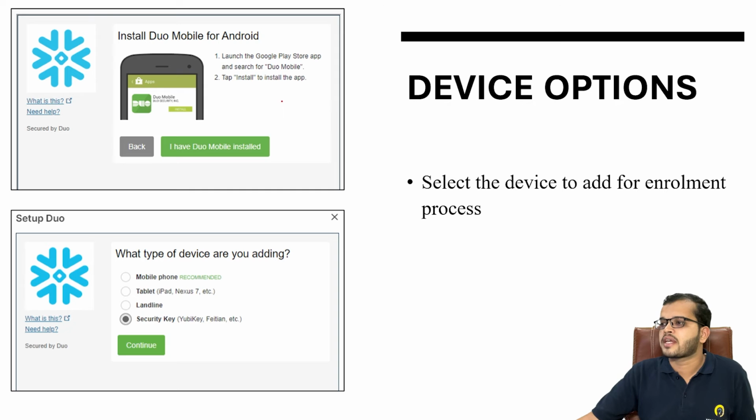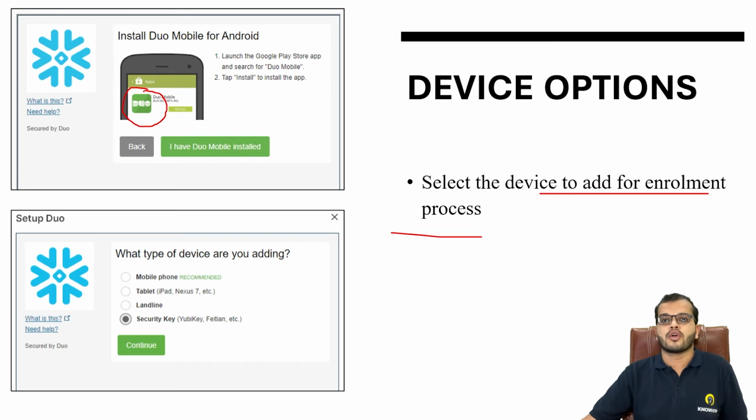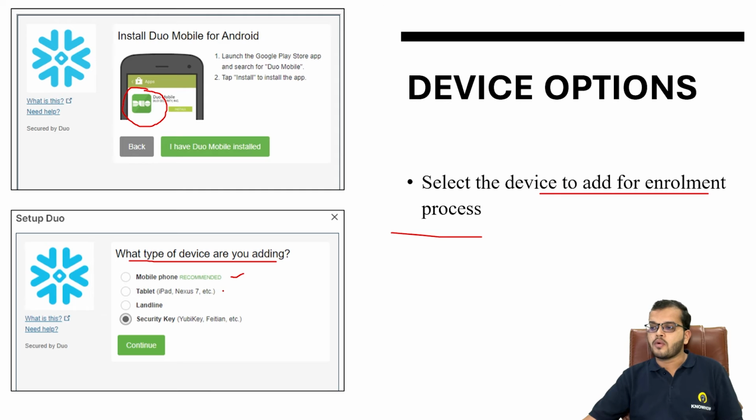Now, as you can see the device options, we have to select the device to add for the enrollment process. In order to do that, we should first have the DUO application on our mobile phone. If we have DUO, it is going to ask what type of device you are adding. Are you adding a mobile phone? Are you adding a tablet? Are you adding a landline or a security key? That's what we have to select, the device that we are going to enroll into this particular system.